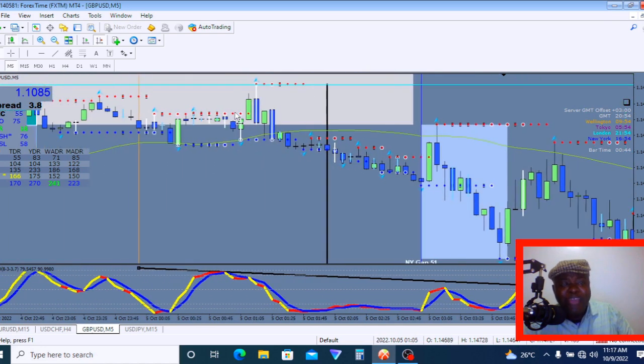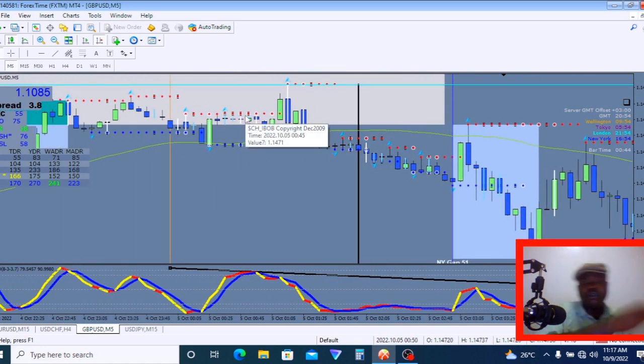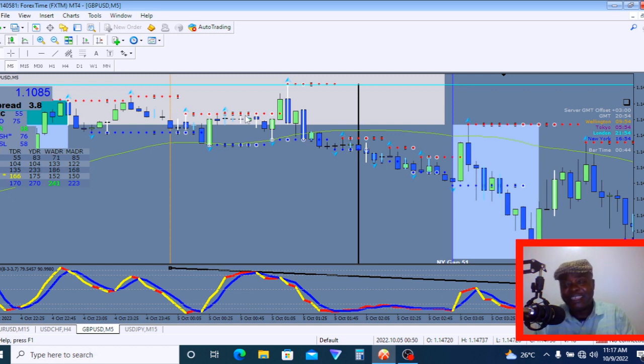So, when we have two or more sections consolidating together, two or more sections moving together, it is telling us that we're going to have a high level of volatility. That is when we experience the volatility that we see in the market. This is where we experience that volatility that we see in that direction.